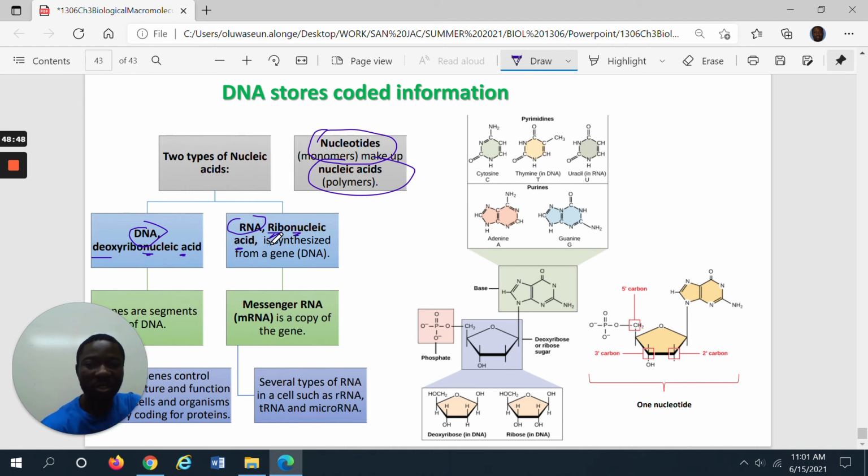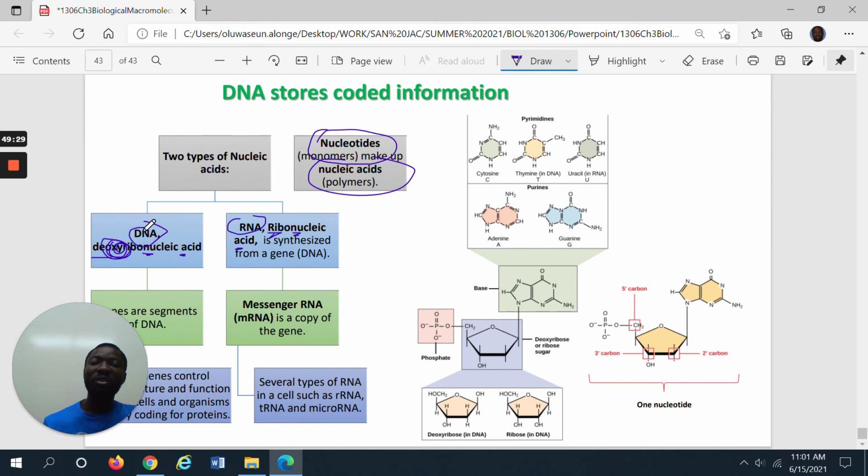Now, what is the difference between RNA and DNA? The name ribonucleic acid, RNA, and deoxy. When you say deoxy, it's like the word deactivate or remover. So it is removal of oxygen. There is a sugar that has oxygen, the other sugar does not have oxygen. So that's why we call it deoxyribonucleic acid.